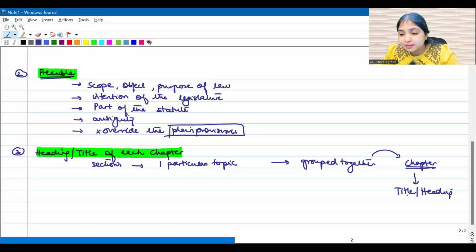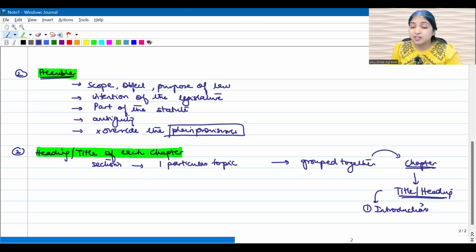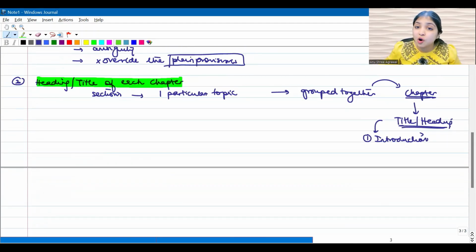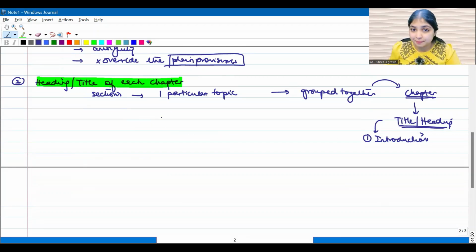Now, this title, this heading, number 1, gives us an introduction. It tells us what are all these sections in this chapter, what are all these sections about. It gives us an introduction, just like how the preamble gives us an introduction for the whole act. The heading or the title of the chapter gives us an introduction for all the sections which are put under that particular chapter.